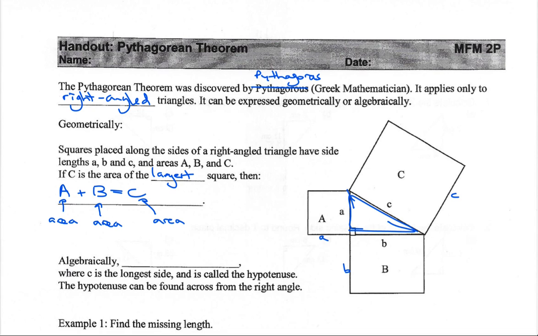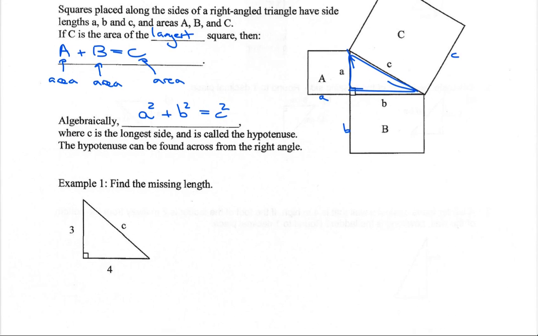Now algebraically, how it looks is we're not drawing the squares. Algebraically, we say the area of a side length little a by little a is going to be little a squared. And then the other one is little b by little b, so that area is little b squared, and that will add up to little c squared. So geometrically is with the squares, algebraically is with the side lengths.